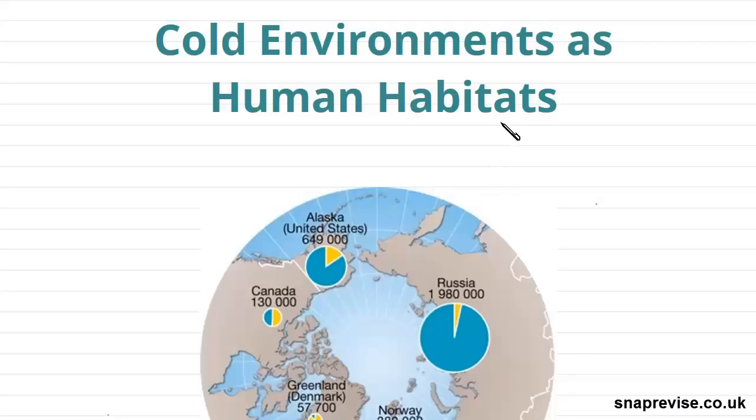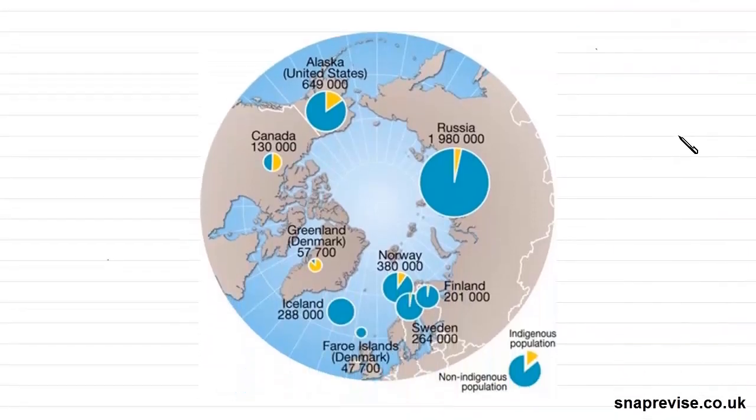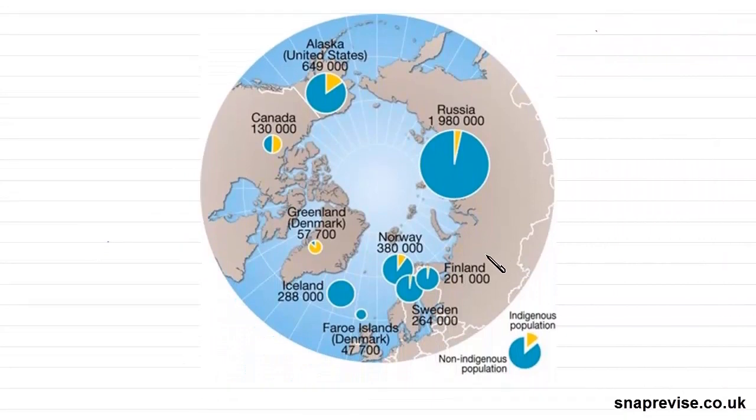Despite the inhospitable characteristics of cold environments, such as cold temperatures, many people continue to live and work in these places, and this map here is showing us the proportions of people living in cold environments around the North Pole. So this is the North Pole here.